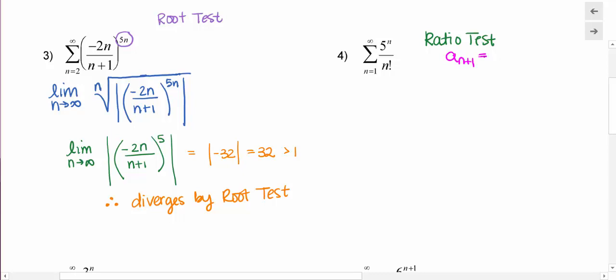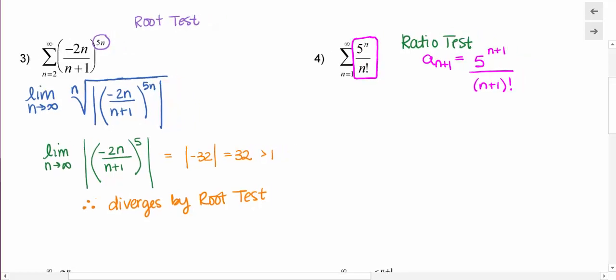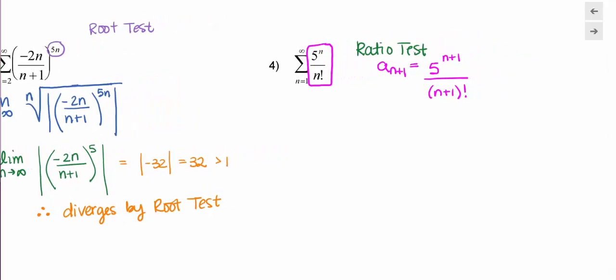And until you get a few of these under your belt, if this is my a sub n, or my nth term, I think it might be helpful to write out what your n plus 1 term is. So my n plus 1 term is me substituting in n plus 1 in place of n. And then I also think it might be worth your time, before you have a limit and a big ratio with complex fractions all over the place, or a lot to algebraically manipulate, to stop and pause and tell yourself what this is equivalent to.